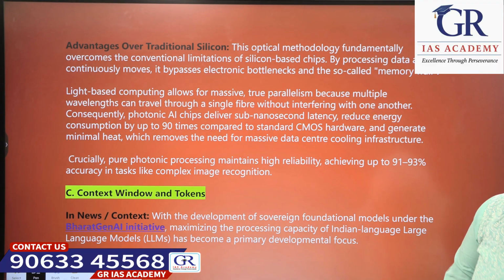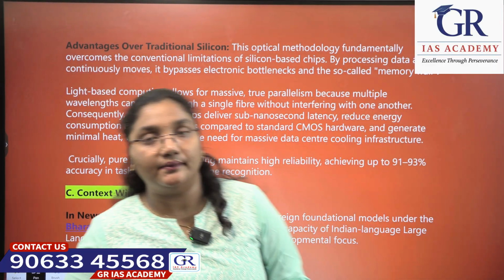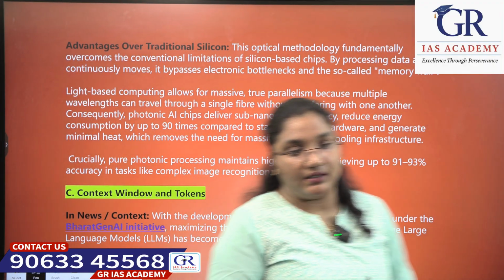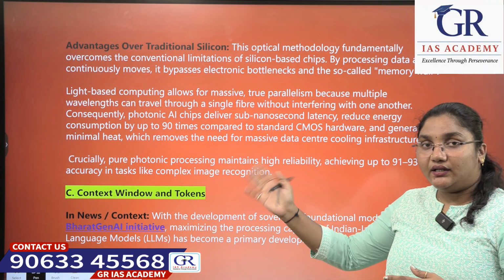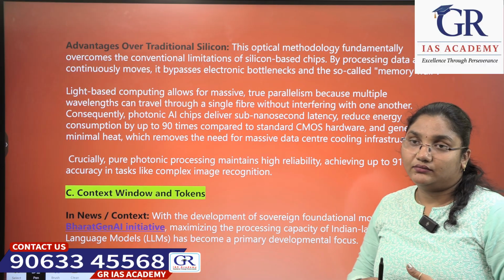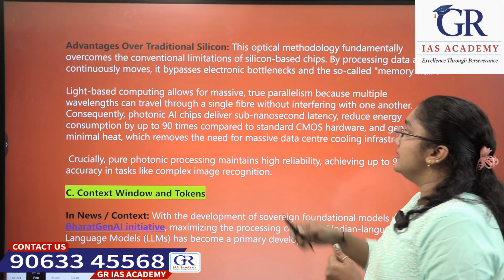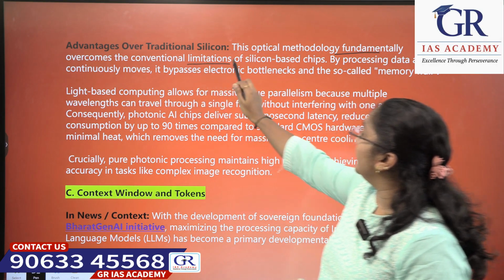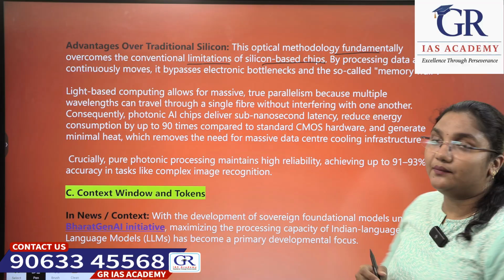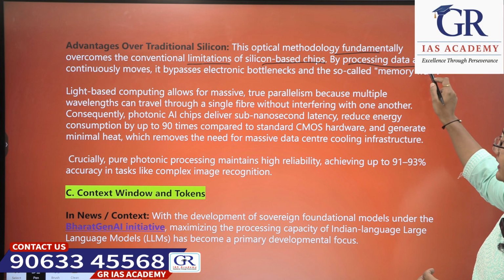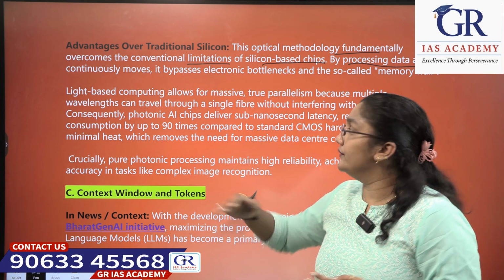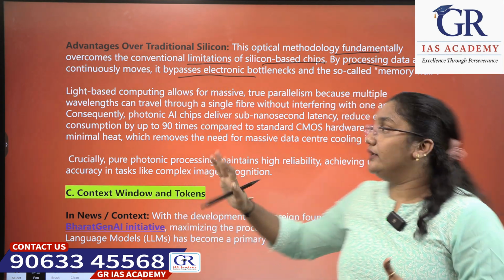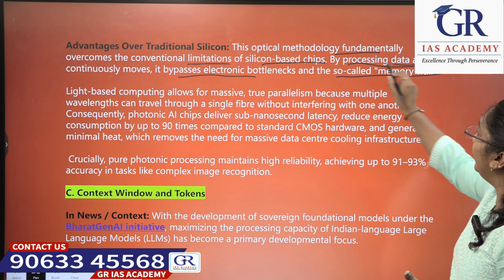Now let's see the advantages over traditional silicon semiconductors, which are present in the CPUs and all. We compare them with the recent optical fibers and photonic AI. This optical methodology functionally overcomes the conventional limitations of silicon-based chips. How? By processing data as it continuously moves, it bypasses the electronic bottlenecks and the so-called memory wall.